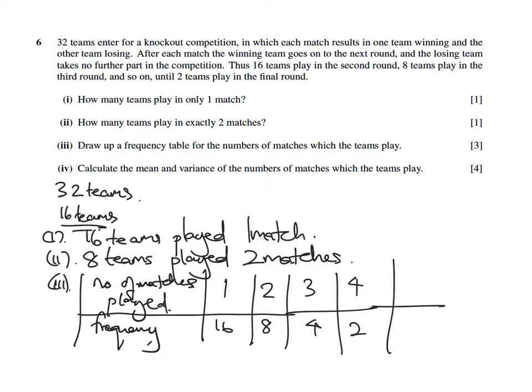Okay, 4 matches, so that's already quarterfinal. And 5 matches, you have 2, because the last team that plays, there'll be only 2 teams left. Okay, so they would have played quarterfinal, semi-final and final. So therefore that'll be your frequency table.